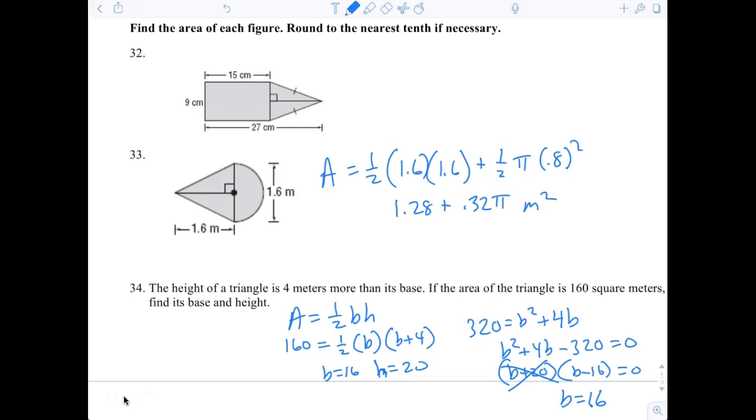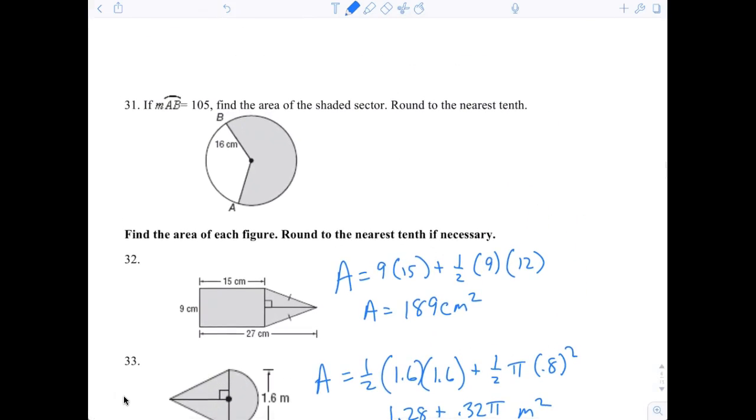Agreed? Right? So on 32, we're just doing the area is equal to 9 times 15 plus 1/2. What's the base of the triangle? 9. What's the height of the triangle? Beautiful. So somebody tell me what that is. What is it? 189 square centimeters. All right, 31. Okay, it's a good review question.